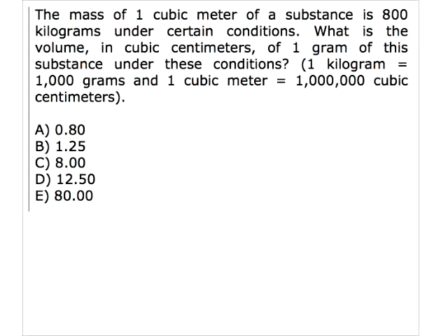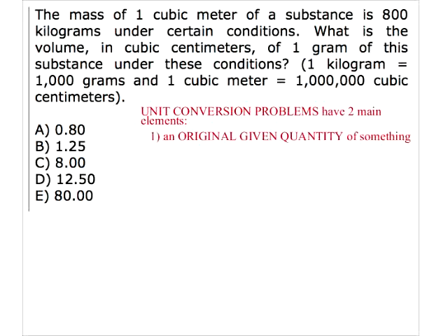Okay. This is a unit conversion problem. What that means is that you have to basically go from one unit into another unit. So the mass of 1 cubic meter is 800 kilograms. When you have a unit conversion problem, there are basically 2 main elements. The first main element is that you have an original given quantity of something that you have to convert. The other thing that you have in these problems is 1 or more conversion factors.